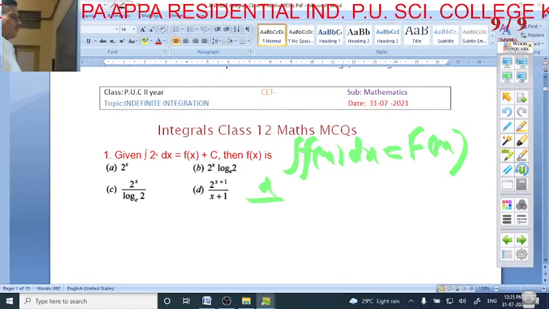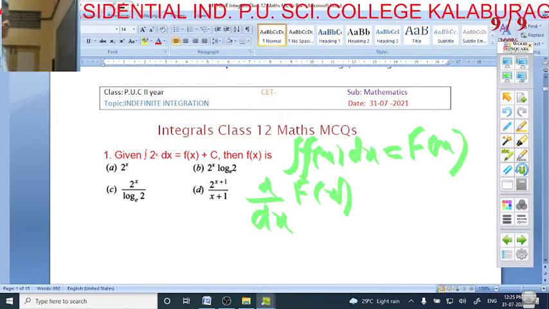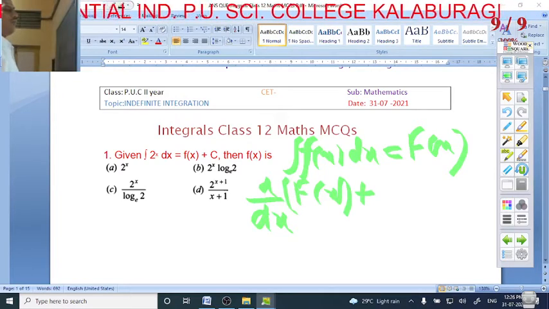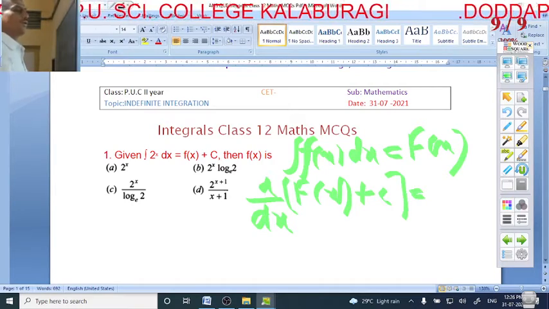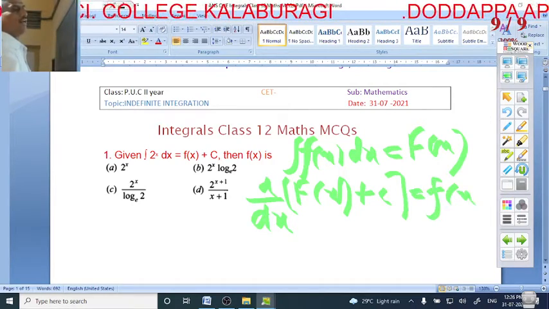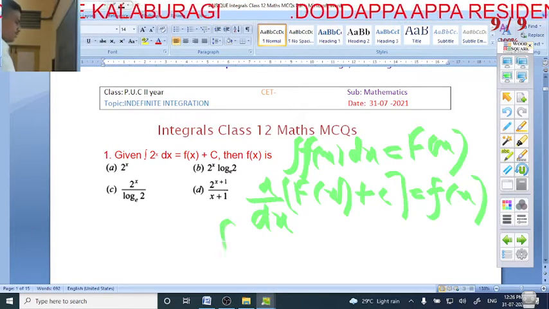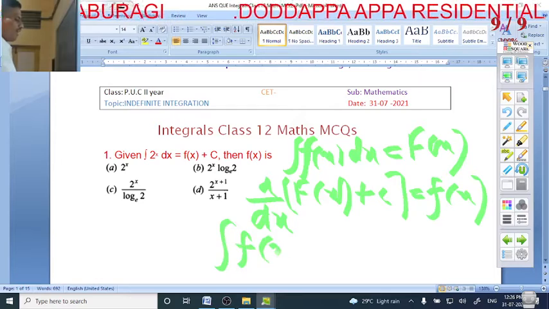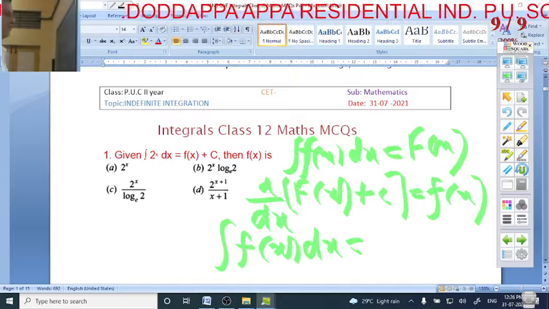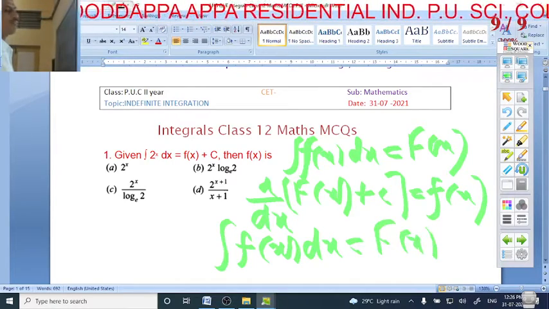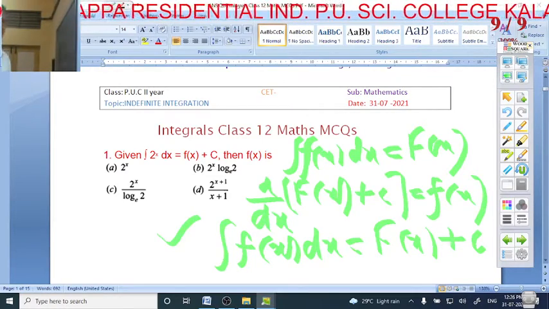We can write it like this also: d by dx of capital F of x, in addition to that you may add one constant, because the derivative of a constant is 0, so that we can write just small f of x. So in other words, we can write integration of f of x dx is equal to capital F of x plus c. So this is an analytical definition we can say.